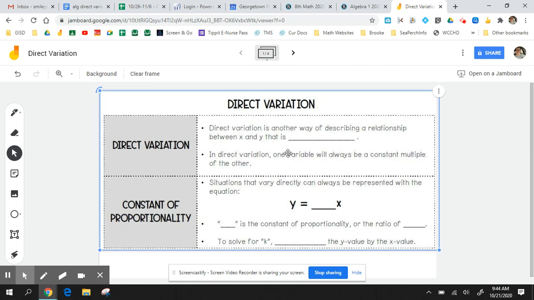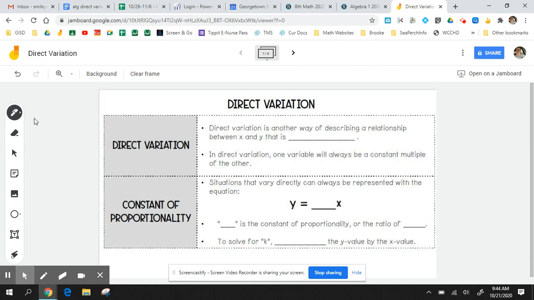Direct variation is another way of describing a relationship between x and y that is proportional. That's what we looked at yesterday. Let me fill in that blank with the red. It's proportional. So in direct variation, one variable will always be a constant multiple of the other.